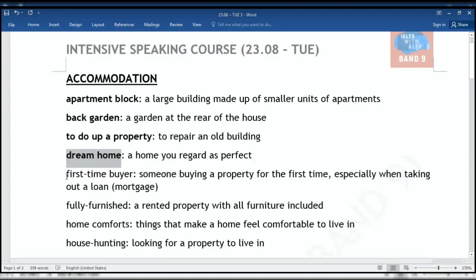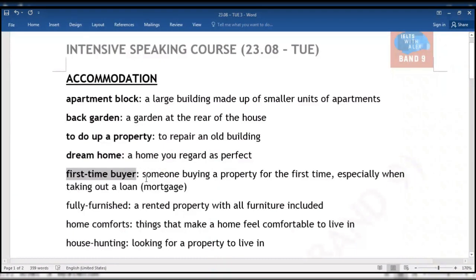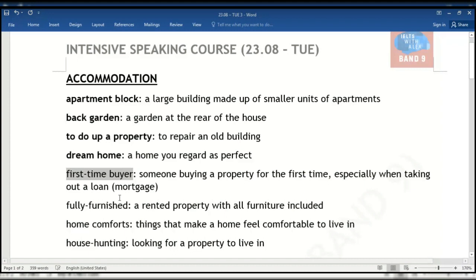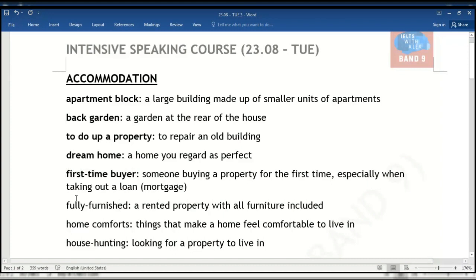Next is a first time buyer. There are no opposites to this. We don't say second time or third time buyer. We just say first time buyer. This means a person that is buying a property for the first time. This doesn't necessarily need to be about accommodation. You basically use this about anything that is expensive. If you're buying, I don't know, some KFC, you don't really say I'm a first time buyer. But for more expensive things, first time buyer is more applicable. Like a house, for example, you can call someone that buys that a first time buyer.